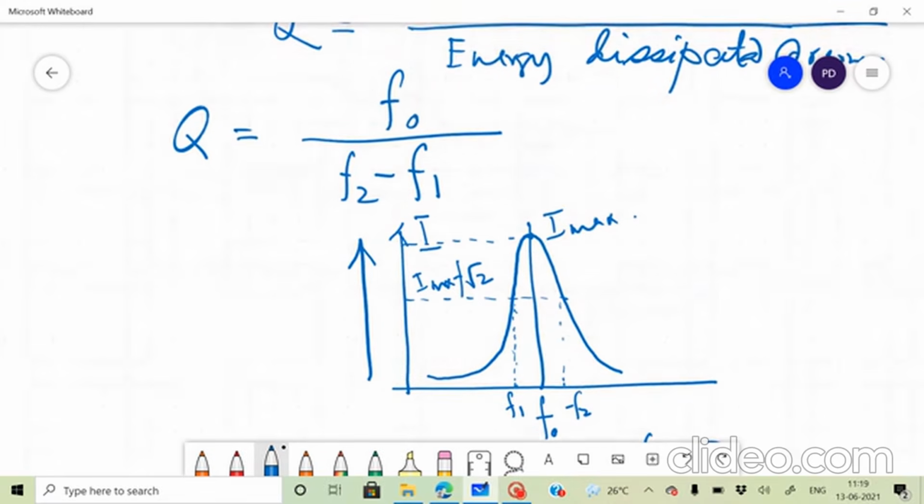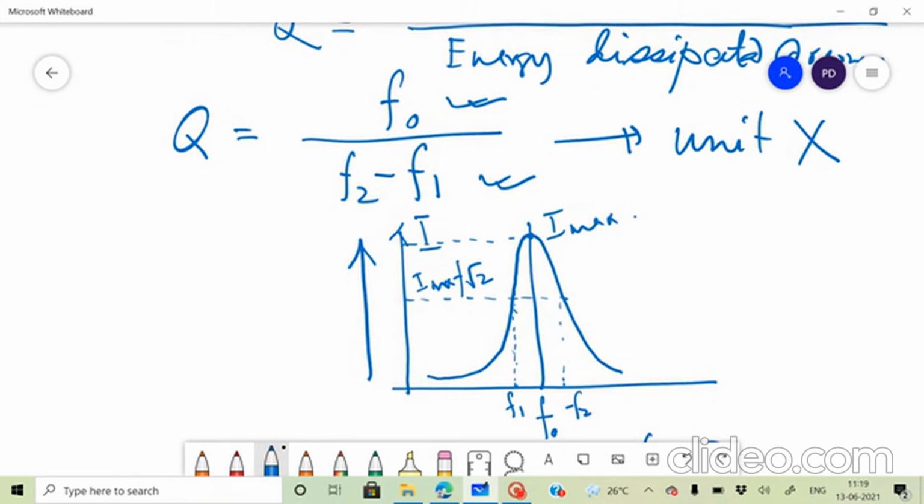Now if you look at this expression for quality factor, Q is equal to F naught divided by F2 minus F1, and this is also frequency, this is also frequency. So ultimately the quality factor does not have any unit, no unit.